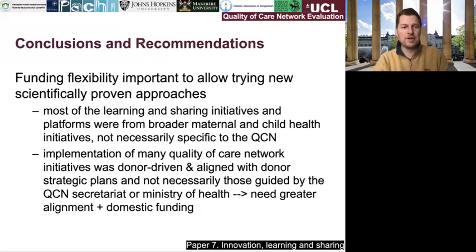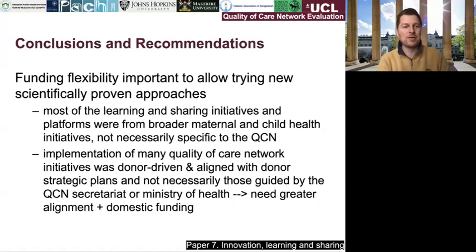So in conclusion, having flexible funding is important to allow trying new scientifically proven approaches within the network. So for example, that safe delivery app and other things. So the network can act as a catalyst to bring various things together.